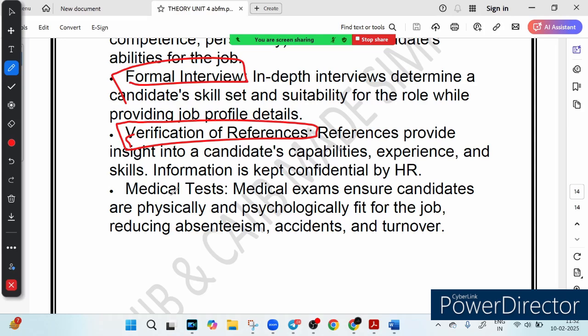And finally, we have something called a medical test. You know what a medical test is? It is a health checkup. These ensure that the candidate is physically and mentally fit for the job, which helps reduce absenteeism and workplace accidents. So that is the complete selection process made super simple.